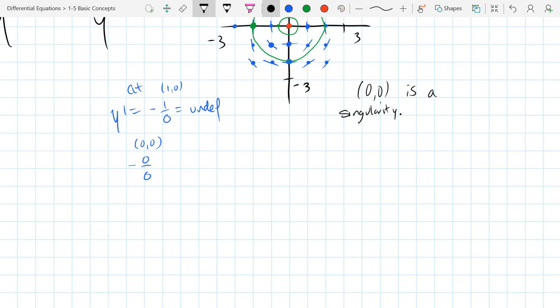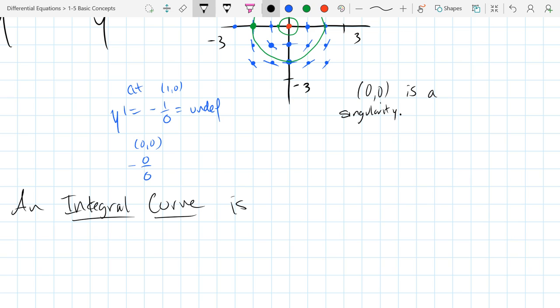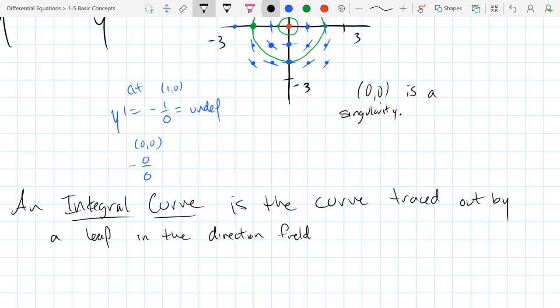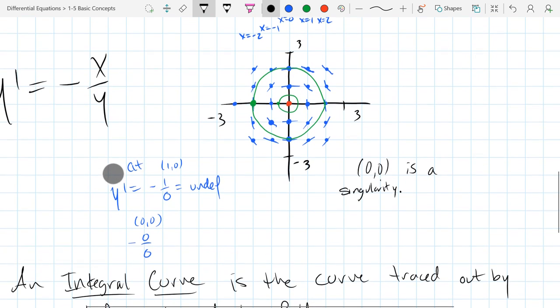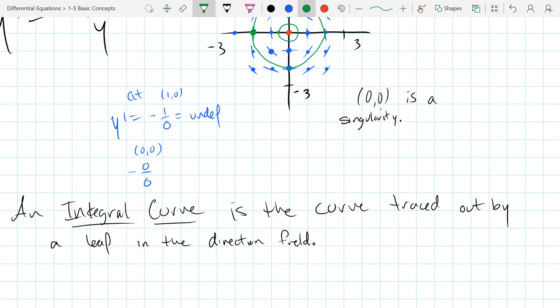So an ordinary point. Let me define integral curve first. An integral curve is a curve traced out by a leaf in the direction field. They're represented by the green in the examples we did. So it's all the green curves. That's an integral curve.